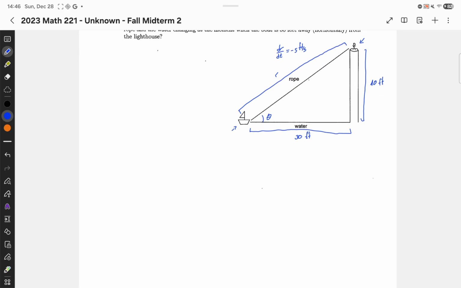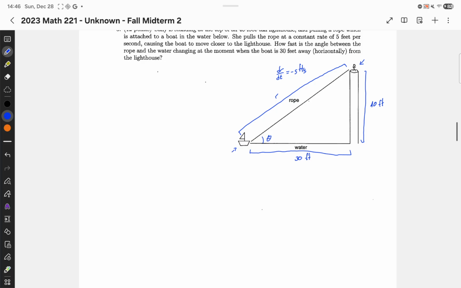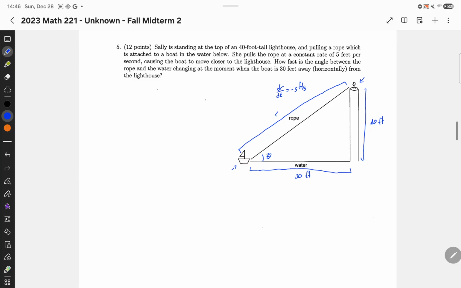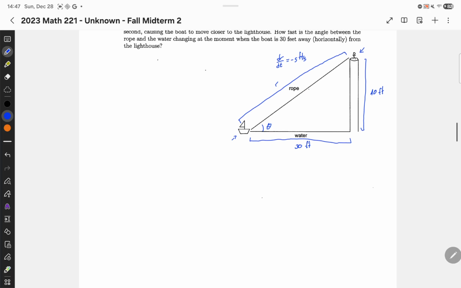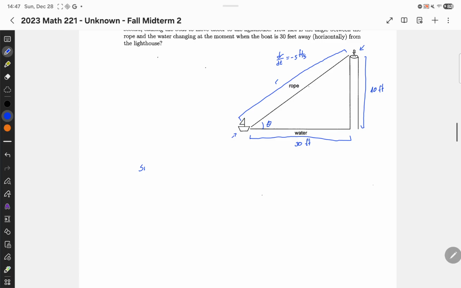For this one, the thing we want to notice is that we have theta, which is what we want to find, and we know the hypotenuse the best out of anything. We know the rate of change of the hypotenuse, which is just this rope, and we also know that the overall height, or the opposite side, is staying the same. So we want to find a trigonometric function that relates the opposite side to the hypotenuse, and the one we're going to use is, of course, sine. We know that sine theta is equal to the opposite over the hypotenuse.